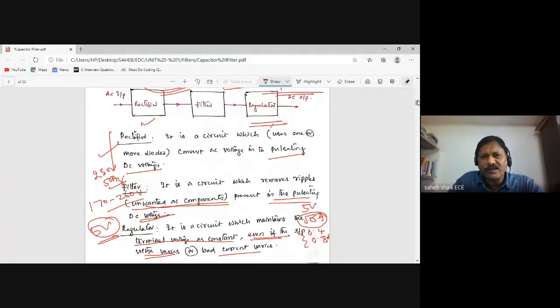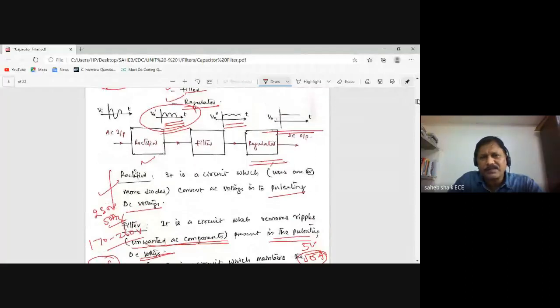What we have seen here is a rectifier. A power supply consists of a rectifier, a filter, and a regulator.